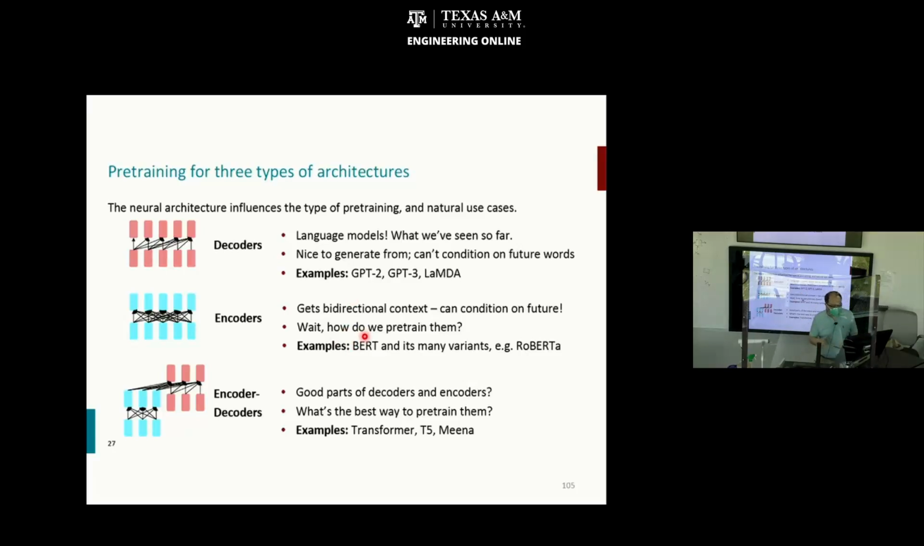So how do we pre-train them? I haven't taught you what to do, but we'll talk about them very soon. Then sometimes we have both encoder and decoder, as in the example of image captioning and the other examples we talked about, and we can get the good parts of both. Transformer T5 is an encoder-decoder architecture. So what is the best way to pre-train them together? That's something we'll talk about next.